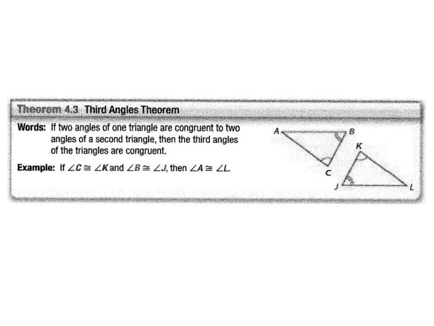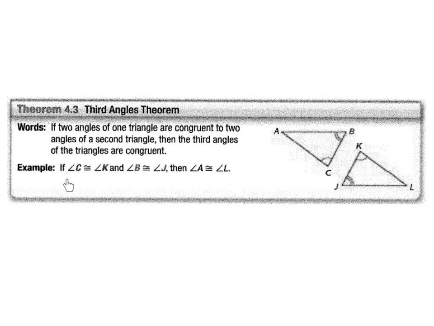And then just going over one more theorem that your book covers, but is not included in your notes. I just want to go over the third angles theorem. The third angles theorem tells us that if we know 2 angles in one triangle are congruent to 2 angles in a second triangle, then we can automatically say that the third angles are congruent to each other.